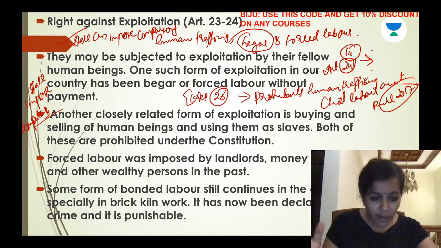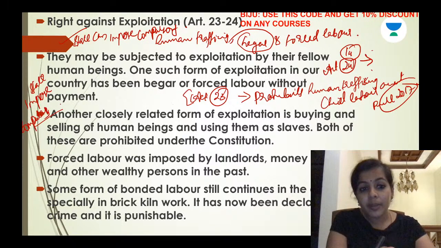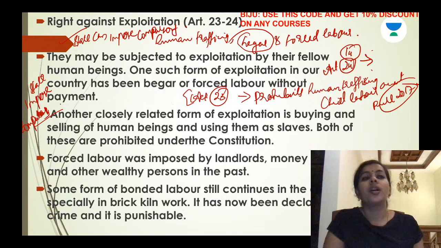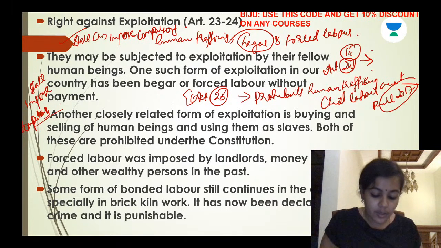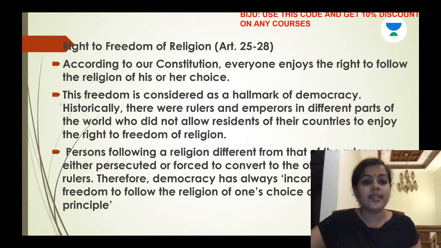Human slavery is prohibited. Human trade is prohibited. Forced labor is prohibited in our country. So this is all about the right against exploitation. I hope you got an idea about it. I told you, this is a bit long lesson, and in between there was some trouble. So it is like this.